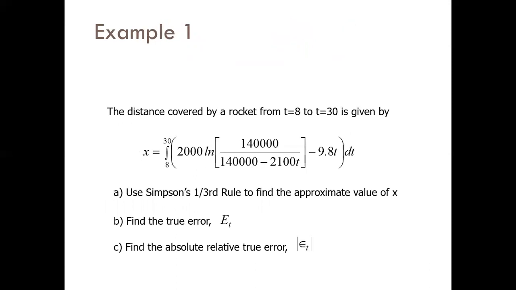Then we take one numerical. The distance covered by a rocket from t is equal to 8 to t is equal to 30 is given by x is equal to the integration from 8 to 30 of 2000 log natural of 140000 divided by 140000 minus 2100 t, minus 9.8 t, dt. Use Simpson's 1/3 rule to find the approximate value of x. Find the true error Et. Find the absolute relative true error, that is epsilon t.